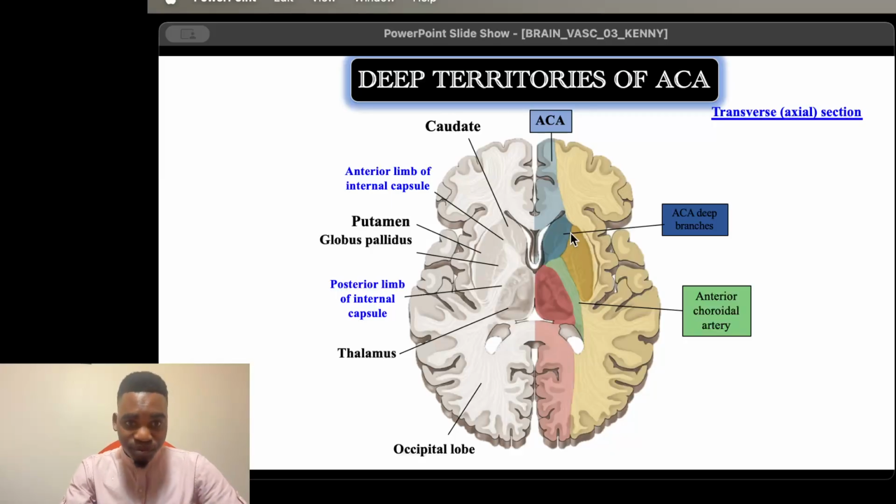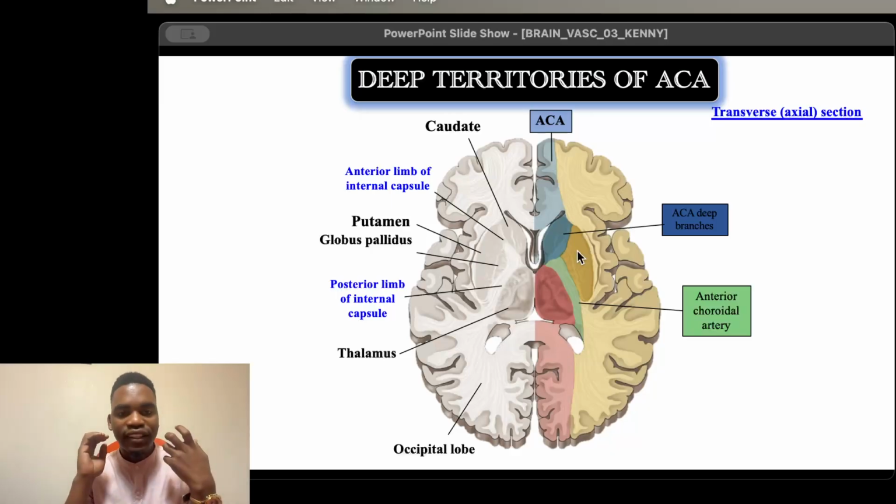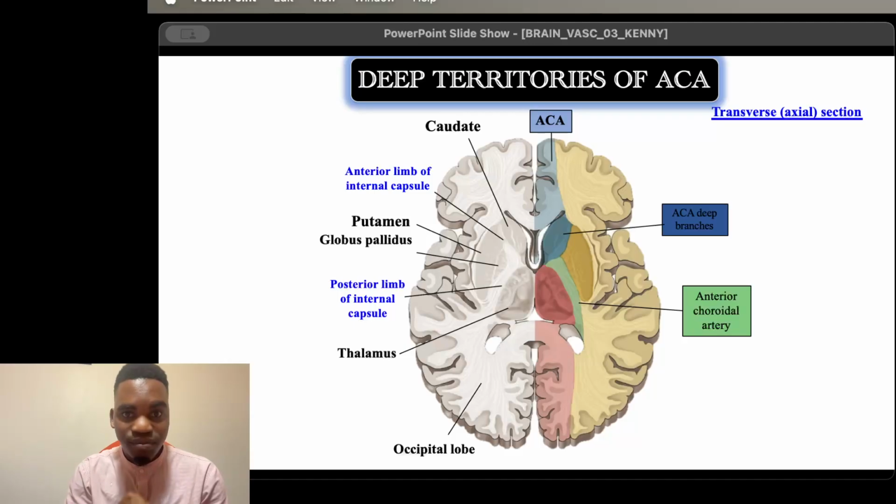And then you remember here we have the internal capsule. This is the internal capsule, but the anterior limb of the internal capsule. The anterior cerebral artery will also supply the anterior limb of the internal capsule. So the anterior limb of the internal capsule, the head of the caudate nucleus, the anterior portion of the putamen, and the globus pallidus will also be supplied by the anterior cerebral artery.